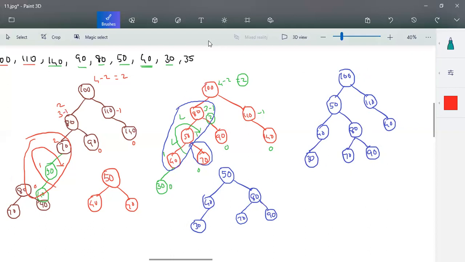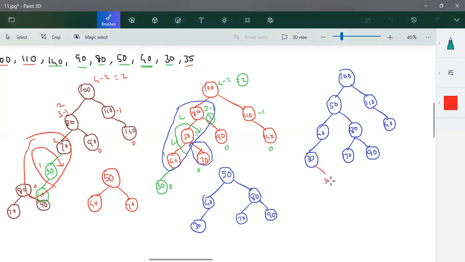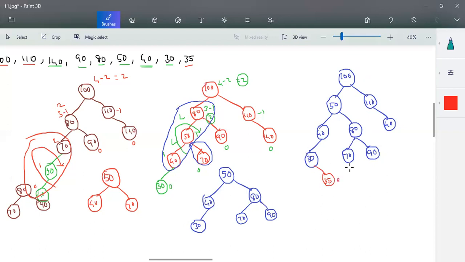The last node to be inserted is 35. So 35 is lesser than 100, lesser than 50, lesser than 45, and it is greater than 30. So you have to add it over here as the right side child of 30. Now calculate the balance factor. For 35, all the leaf nodes, it is 0. And for 80, one left subtree, one right subtree, it is 0. And for 110, it is minus 1. And for 30, no left subtree, one right subtree, right? The balance factor will be minus 1.